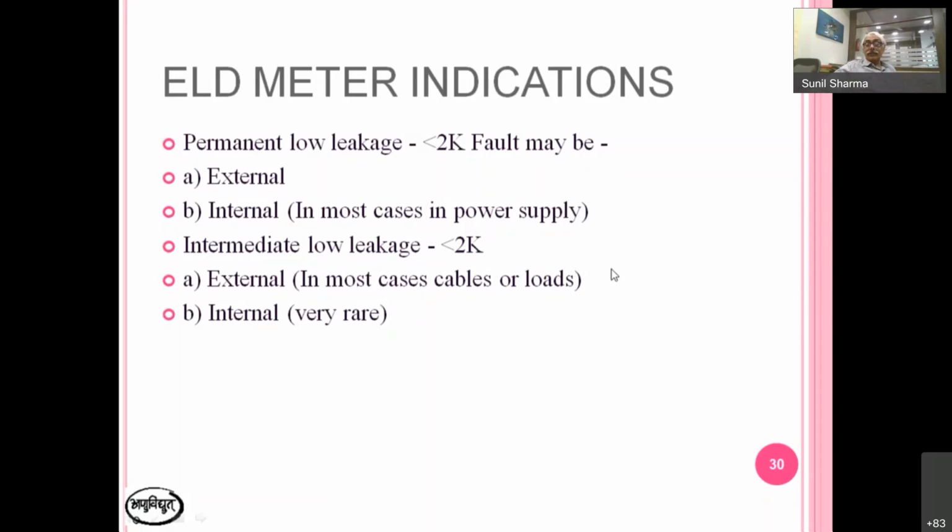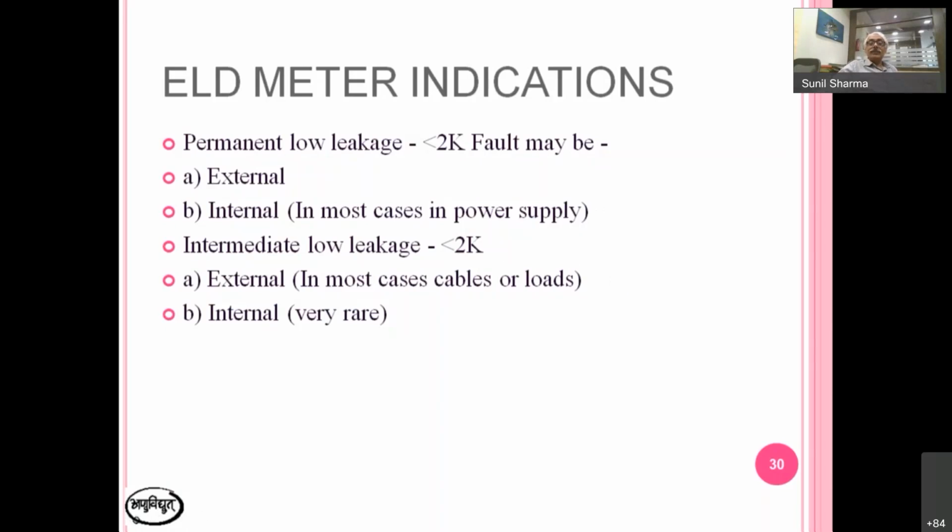A red light appears and the buzzer starts buzzing. When you come, you just reset it, and it is reset. But after some time, it starts again. So people sometimes say that this ELD gives some false alarms. But this is not actually a false alarm.